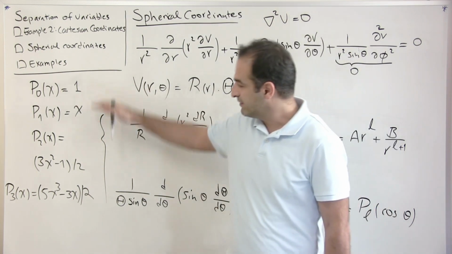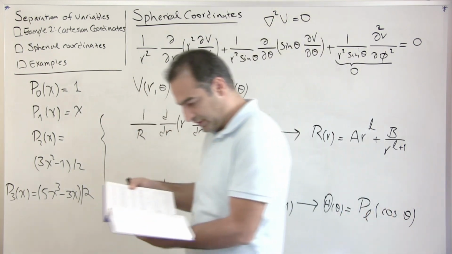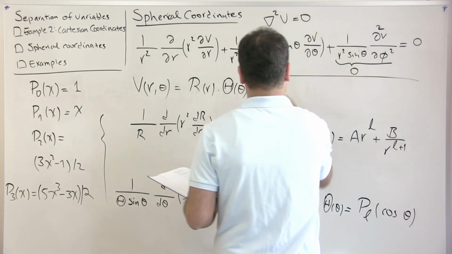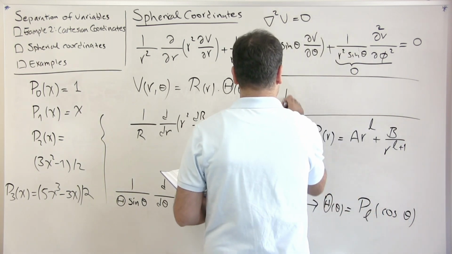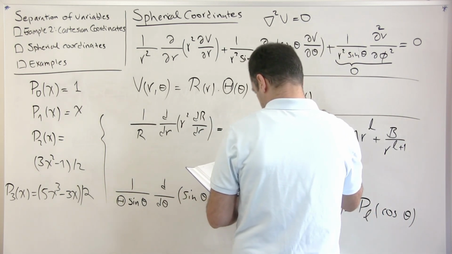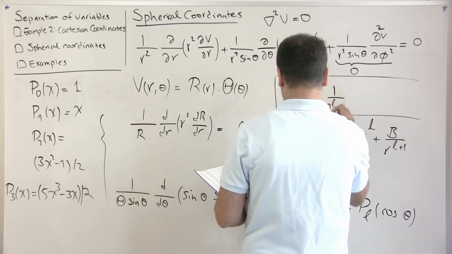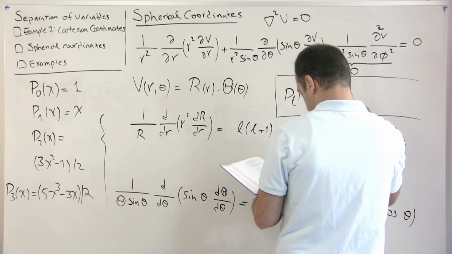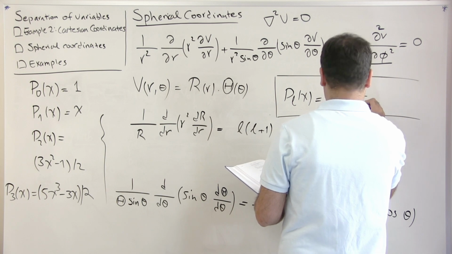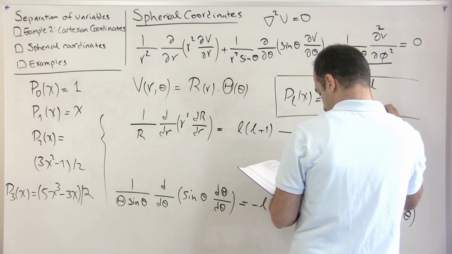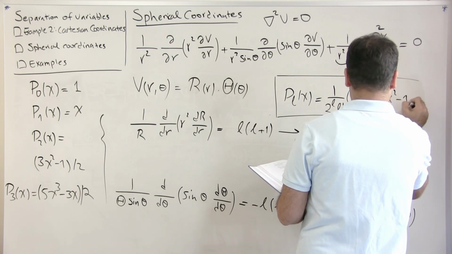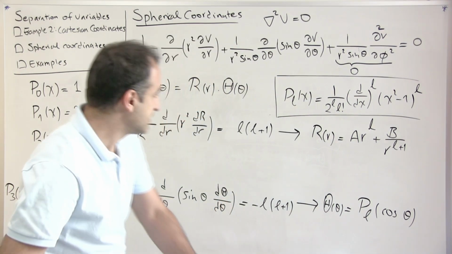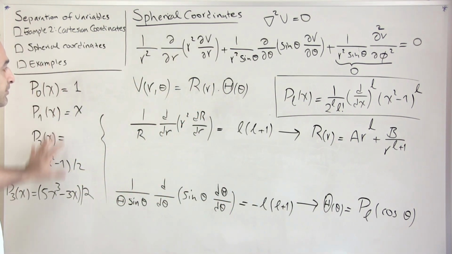These are very useful, and there is also an equation that you can use to write the polynomial function of order L, whatever order you want, and that is P_L of x equals 1 over 2 to the L times L factorial, d over dx to the power of L, times (x squared minus 1) to the power of L. This is basically what Legendre polynomials are.